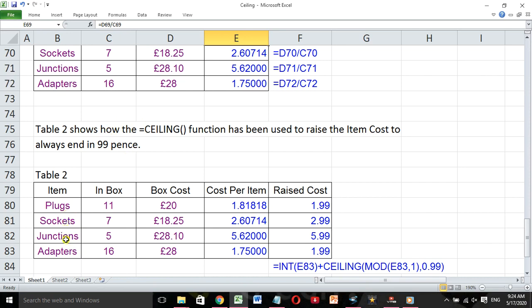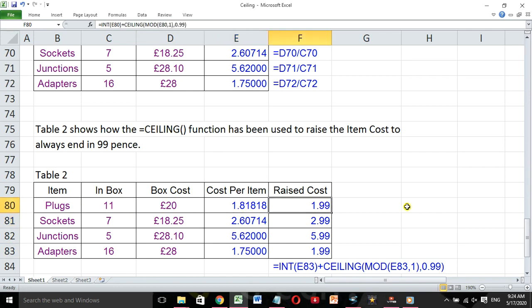Item: plugs, sockets, junctions, adapters. And in box 11, 7, 5, 16. Same box cost. And cost per item. Now we will use the CEILING formula. How does it work? Equal to D80 divided by C80, and so on for the rest. These are the answers. And now the raised cost.